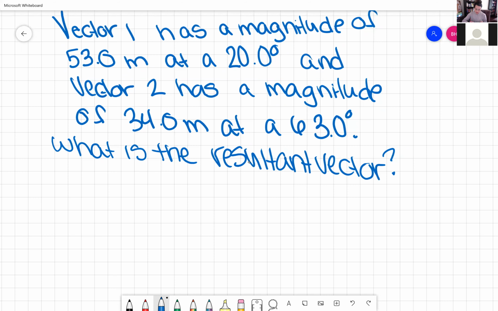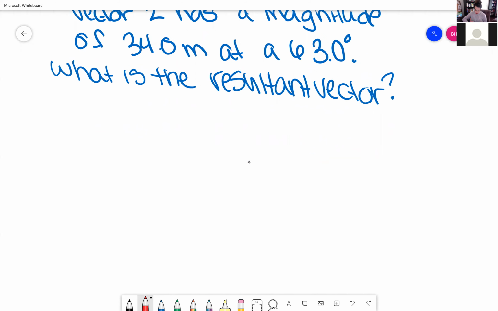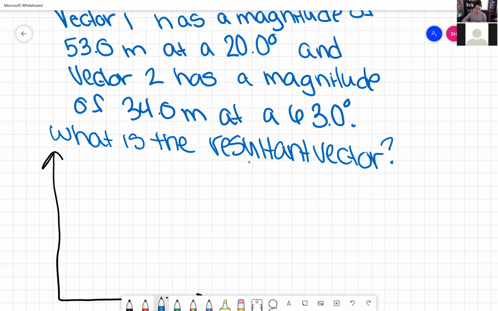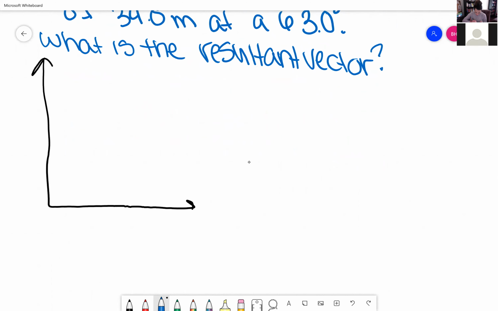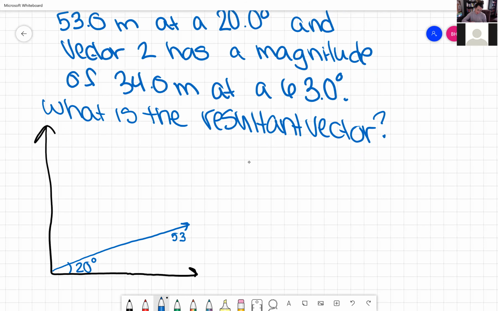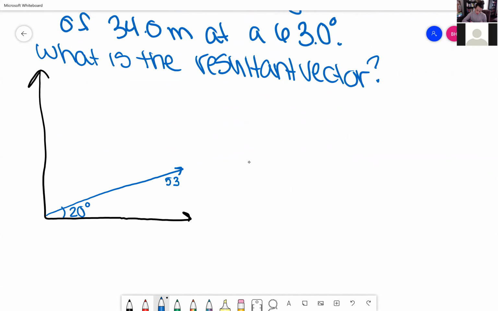So let's go ahead and first sketch this out just so we can get an idea of what this looks like. It does not matter what vector you start with. I'm going to start with vector number 1 just because why not? So we have 53 meters at a 20-degree angle. So 20 degrees isn't too big. Let's say that this is 20 degrees. And again, this is 53 meters.